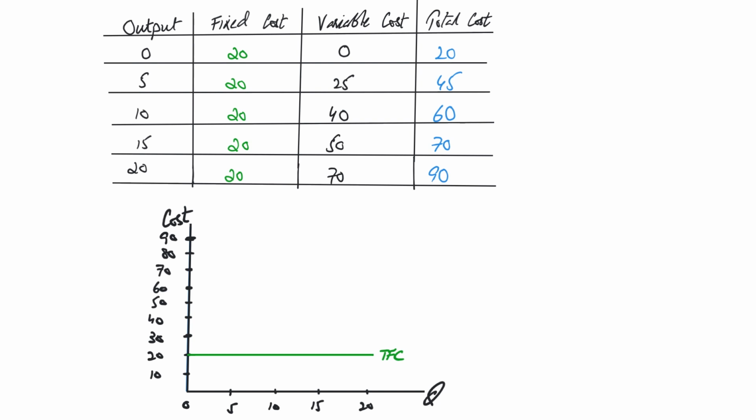My variable cost: at 0 it is 0, at 5 it's 25, at 10 it's 40, at 15 it's 50, and at 20 level of output it is somewhere at 70. Try to draw it as accurately as you can. Roughly make your shape go like this: first it increases at a decreasing rate, and then it increases at an increasing rate. This is how total variable cost looks.